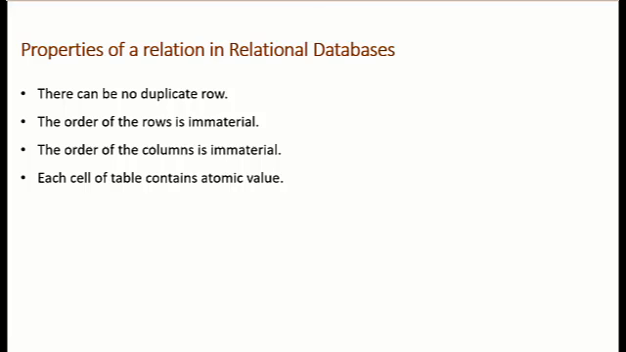Atomic value means a single value. A single value that cannot be further divided is called an atomic value. All intersections of columns and rows contain an atomic value. It means a data item must be an atomic value. It can be a single value. It cannot be further divided.